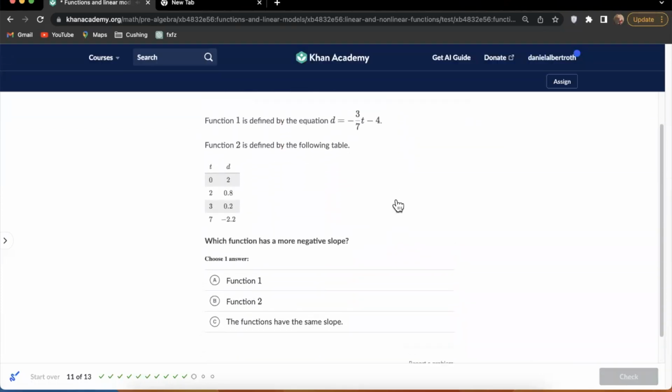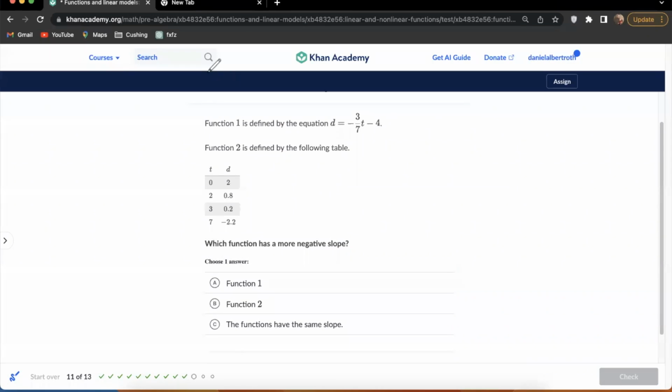This says function 1 is defined by the equation d equals -3/7t minus 4. Function 2 is defined by the following table. Which function has a more negative slope? This first function is a linear function, and the slope is -3/7.